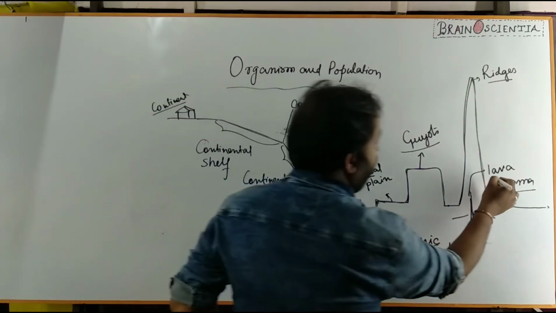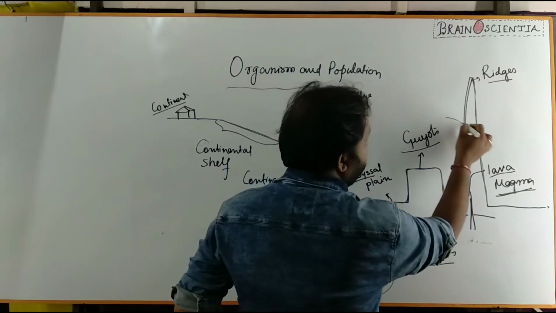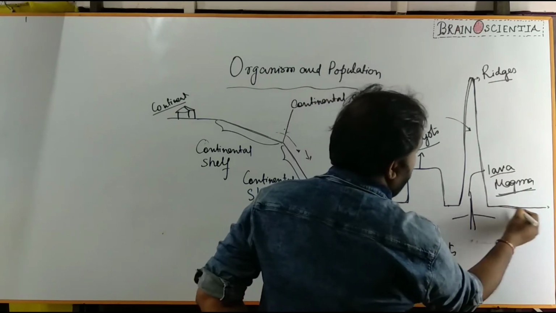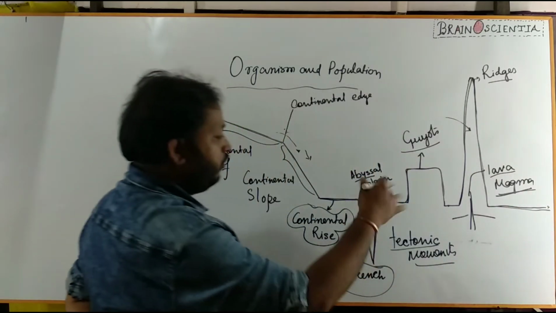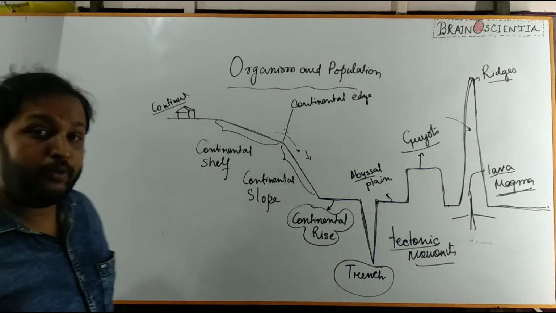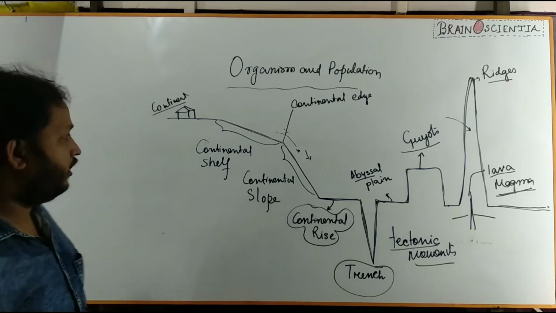When this very hot molten lava magma comes out and comes in contact with the cold seawater, it solidifies and forms the ridges. And this is again the abyssal plain. So this is the structure of the ocean floor. Now we move to study the different biomes that exist there.